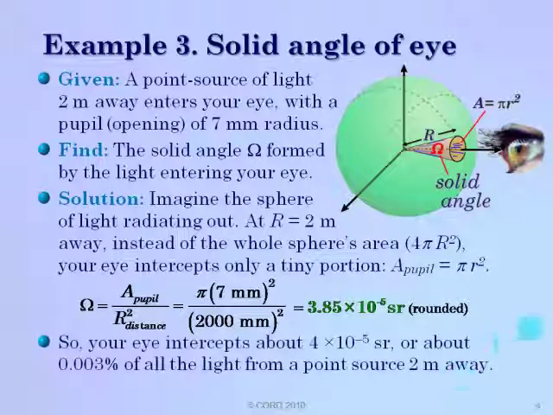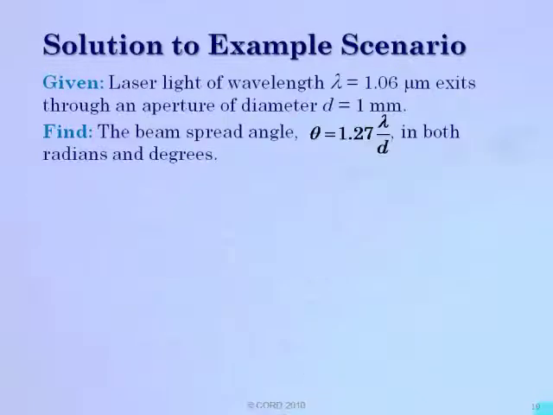That would be pi times the radius squared divided by the distance squared. You'll notice that we had to convert them to constant units. We converted them both to millimeters. And the calculation is 3.85 times 10 to the minus 5 steradians. So your eye intercepts only about 4 times 10 to the minus 5 steradians. That's not very much. That's only about 0.003% of all of the 4 pi steradians that are out there. So you can see that not very much of that light's actually entering your eye.